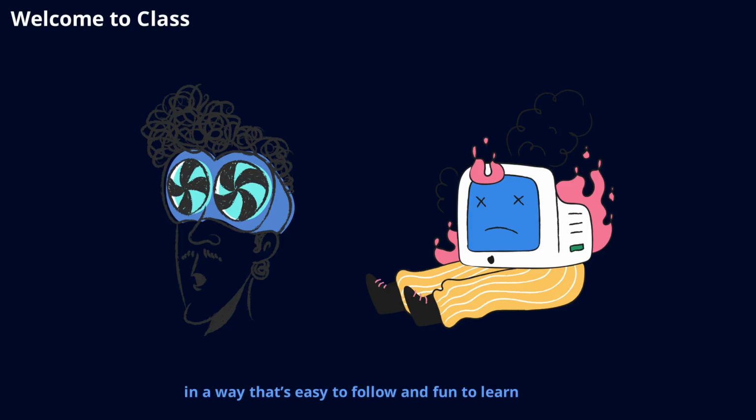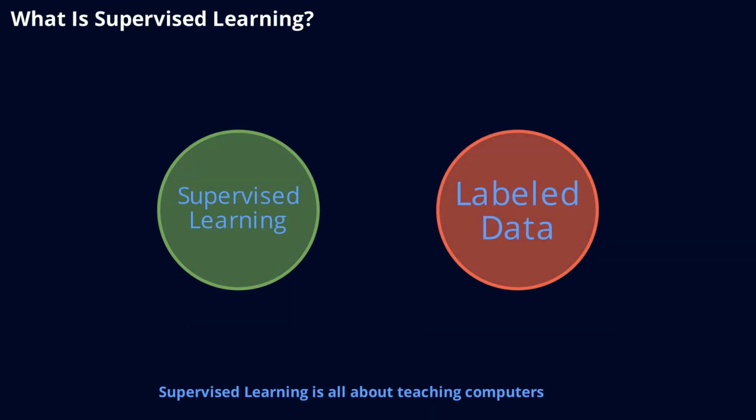and fun to learn. Supervised learning is all about teaching computers using examples that already have the right answers. Think of it like a student learning from a teacher who provides both questions and correct solutions. In this process, the computer or model is trained with labeled data, meaning each input comes with its correct answer. This helps the model understand patterns and relationships so it can make accurate predictions in the future. It's the foundation for many smart applications you use every day, and it all starts with clear, guided learning.